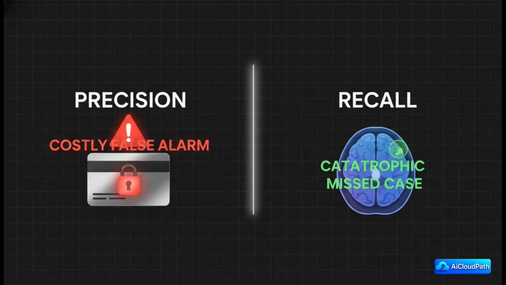So which one do you choose? Well, it all depends on the job. You'd want to maximize precision when false alarms are really expensive or annoying. Think about a fraud detection system that locks someone's credit card. You want to be pretty darn sure before you cause that headache. But you'd maximize recall when missing a case would be a catastrophe, like in a medical diagnosis for a serious illness. You'd much rather have a few false alarms than miss a single real case.